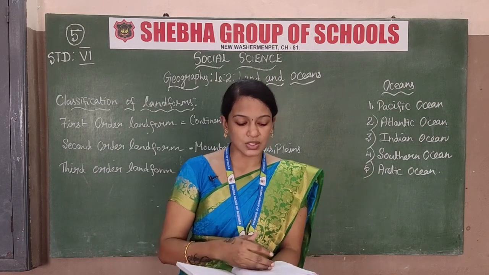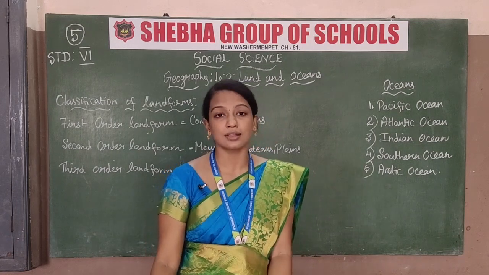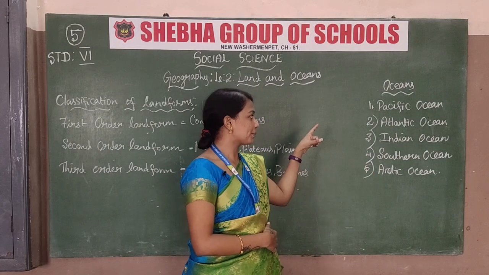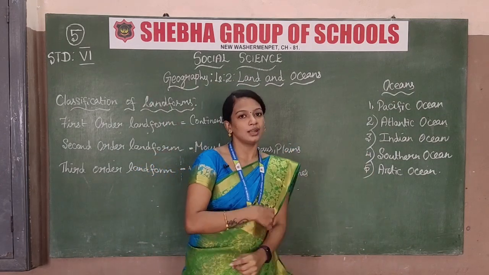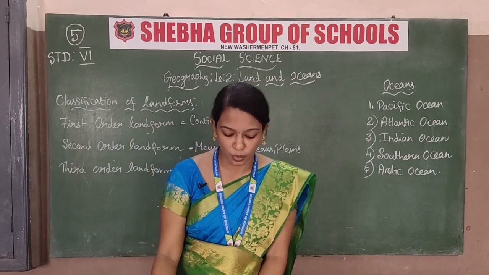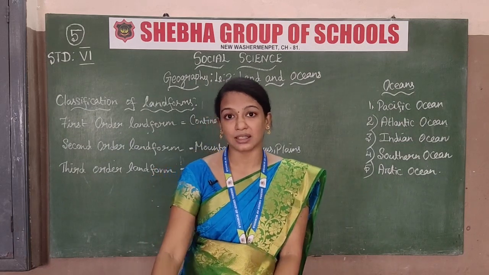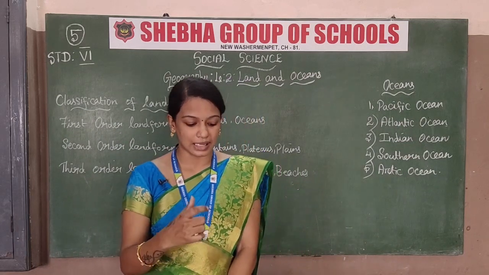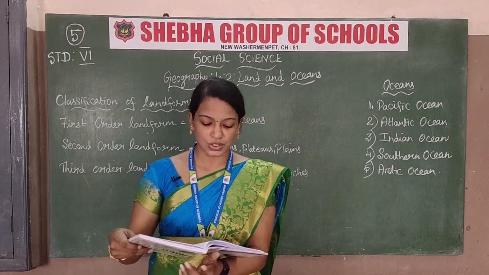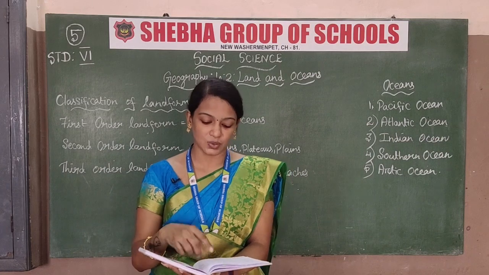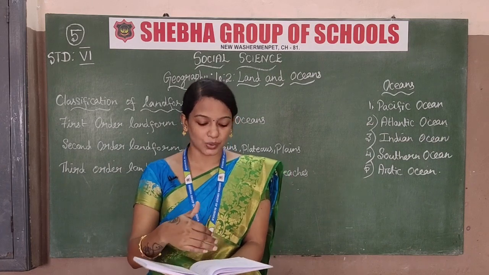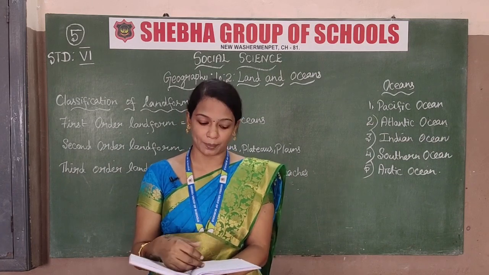Do you understand the Indian Ocean up to this? First one Pacific, second Atlantic, and third the Indian Ocean. Next to the Indian Ocean is the Southern Ocean. We pronounce it Southern Ocean. Its area is 21.96 million square kilometers.